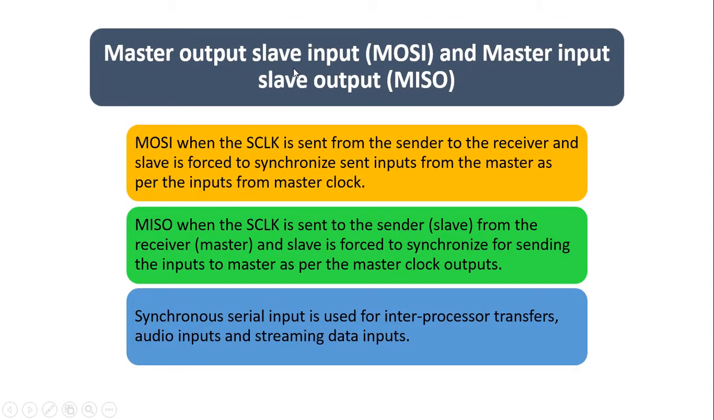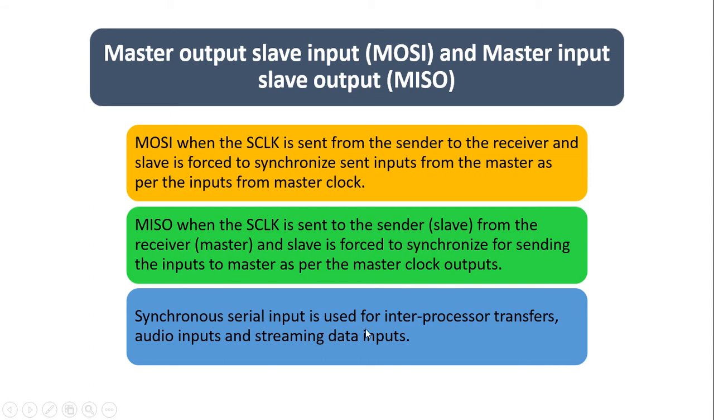The master output slave input and master input slave output, the MOSI and MISO. In MOSI, the serial clock is sent from the sender to the receiver and the slave is forced to synchronize to the input sent from the master as per the master clock. In master input slave output, the serial clock is sent to the sender from the receiver and the slave is forced to synchronize, sending the input to the master as per the master clock output.